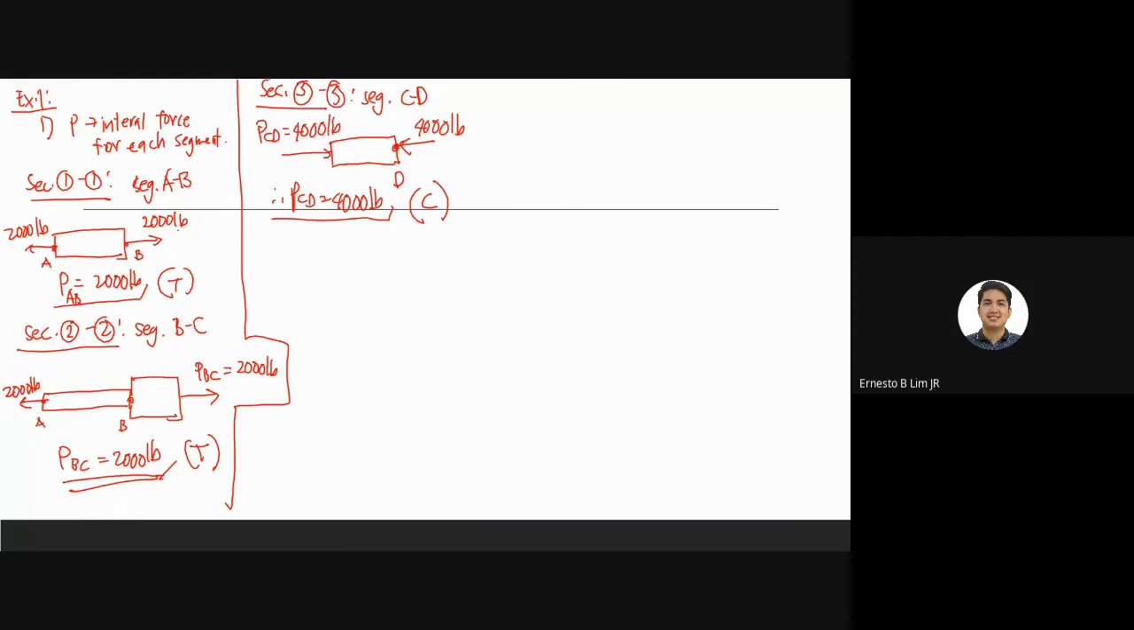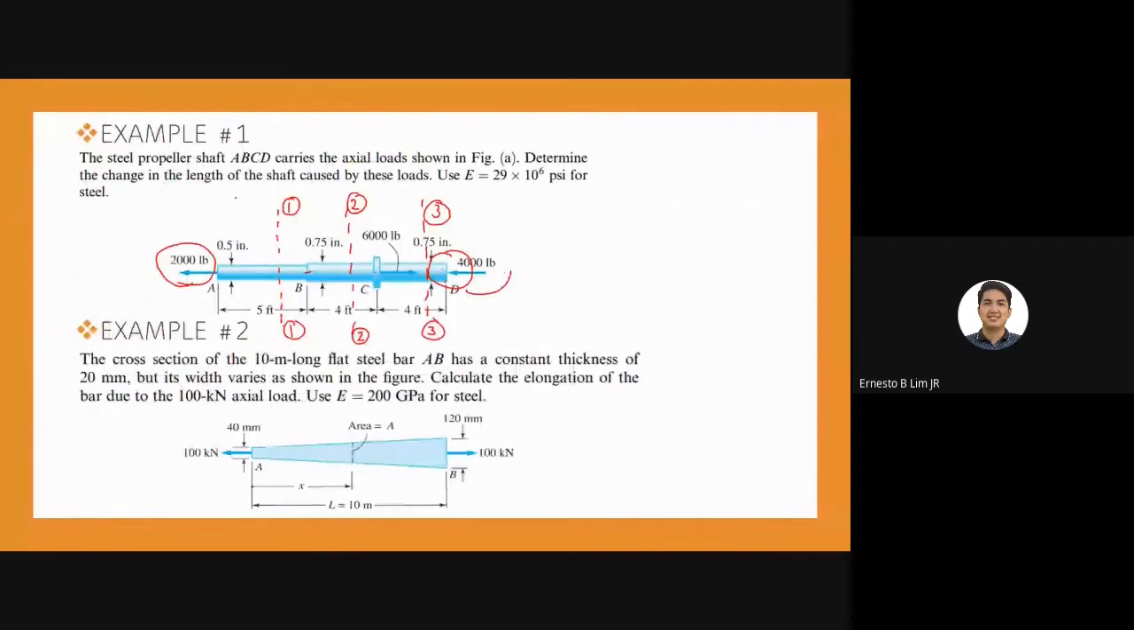Because the actual force and the cross-sectional area are constant within each segment, the change in lengths of the segments can be computed from equation 2.6. Since the area is constant, we could directly compute the change in length. This is the total deformation or total elongation of the shaft. We could directly use the elongation is equal to PL over AE. So this is the formula that we'll be using.